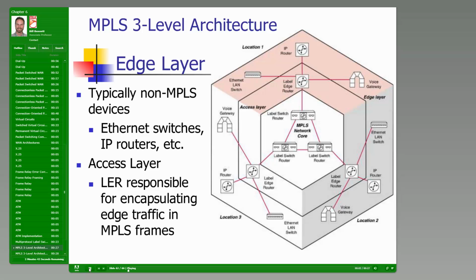So MPLS is a three-layer architecture, and we're looking at the outer layer here, which is the edge layer. And so this is where we typically find all of the non-MPLS devices, things like Ethernet switches and IP routers and whatnot. And if you look closely at the graphic there, you'll see then all of the non-MPLS devices are being connected to the next layer in there, which is the access layer.